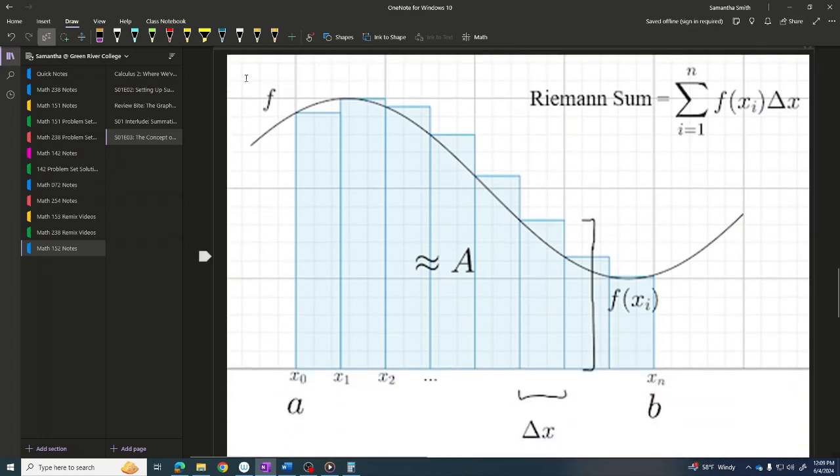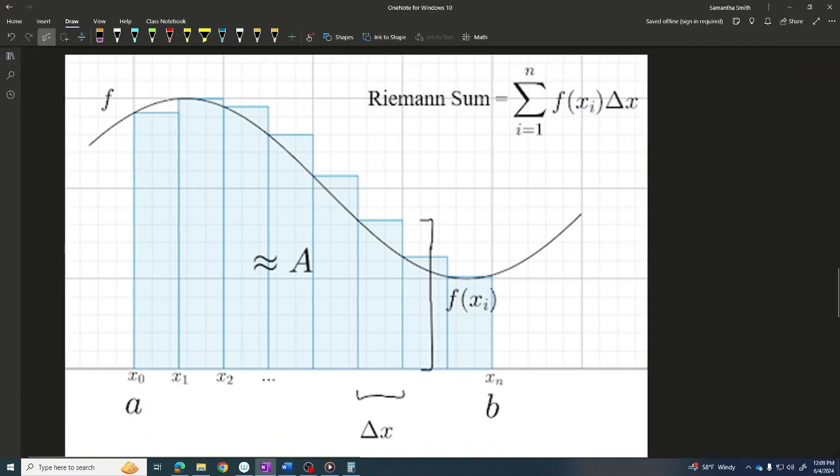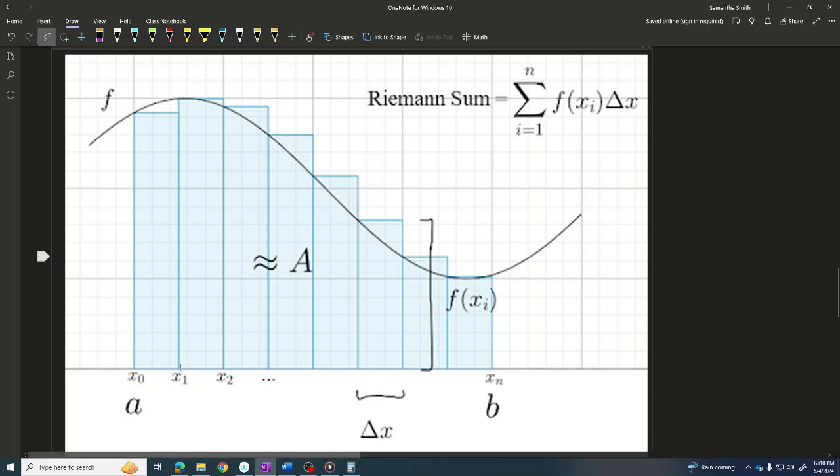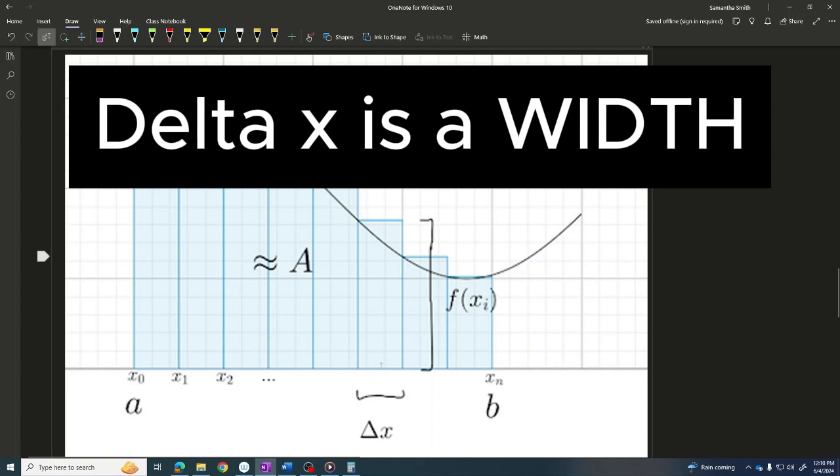So here I've just sort of stolen this picture off of Wikipedia. Here's our Riemann sum formula, and here graphed in this picture is just a random function, a random polynomial f of x. Now down here on the x-axis is the interval from a to b. And this interval has been split into pieces, and the distance between those pieces on that interval is what we call delta x. So notice that in this picture, delta x is showing up as a width.